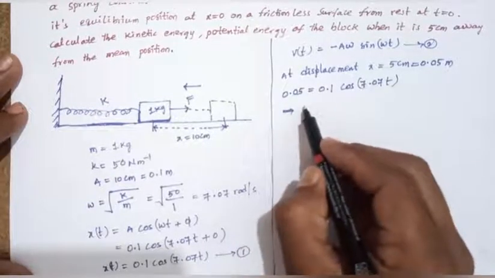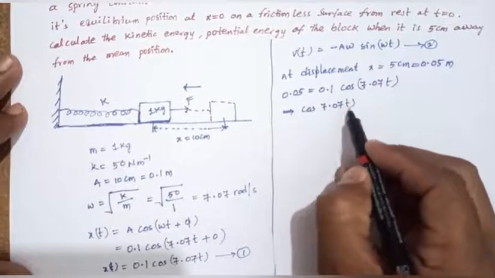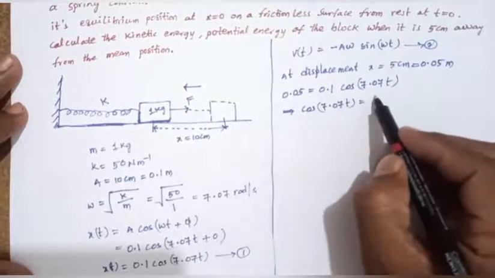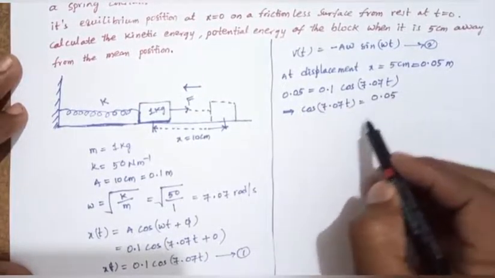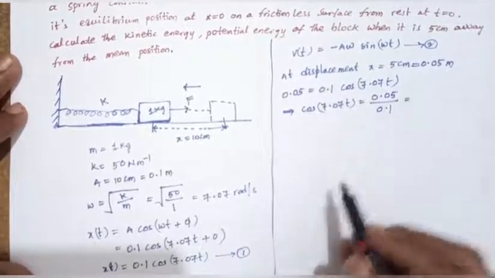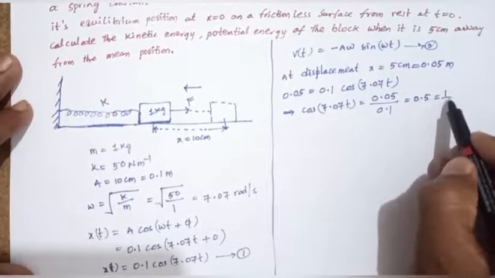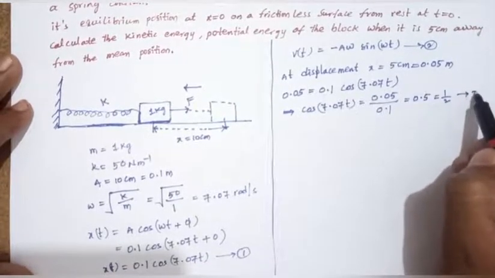From this, cos 7.07t equals 0.05 divided by 0.1, that equals 0.5, which is 1 by 2. So this is equation number 3.